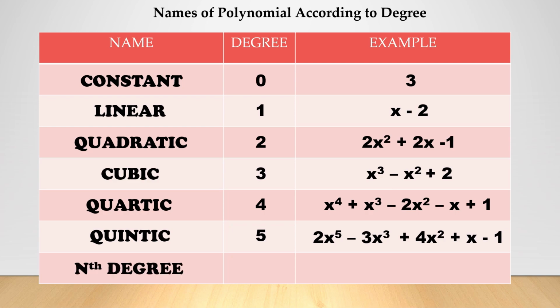After this, you can just simply have nth degree polynomials. These are the polynomials with 6 or more degrees. For example, you have x raised to 7 minus 2x squared plus x minus 1. You can just simply say that this is a 7th degree polynomial.